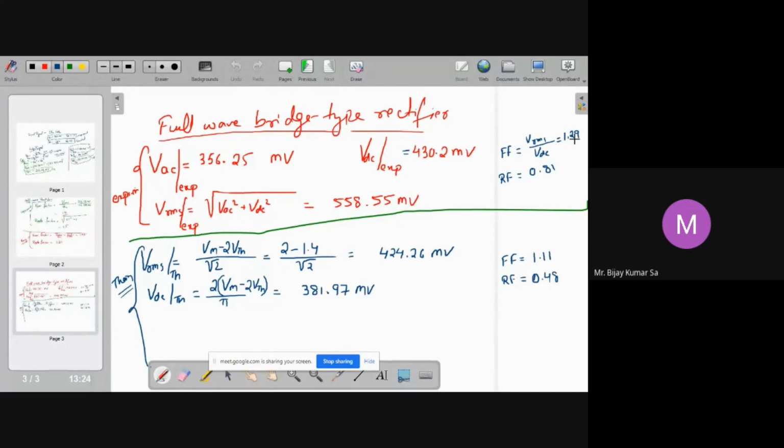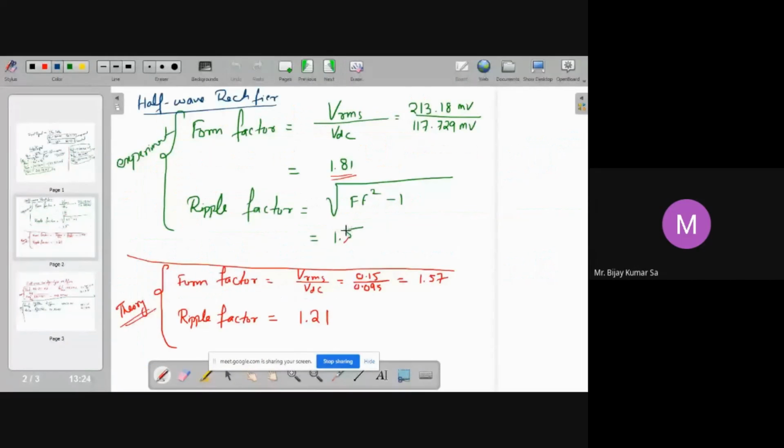So can we reach the same conclusion by comparing the ripple factor also? Let us see. So ripple factor was 1.5 initially, है ना? Half wave initially मतलब in the half wave case. In the half wave rectifier, experimentally we saw that the ripple factor is 1.5.